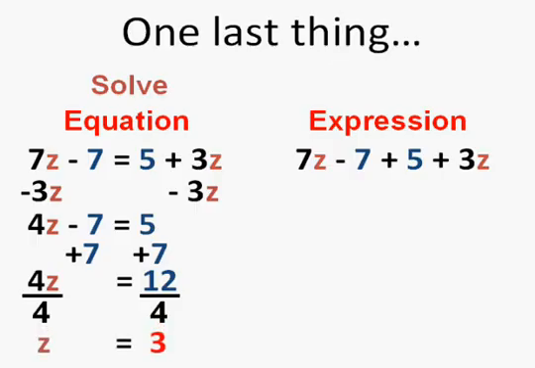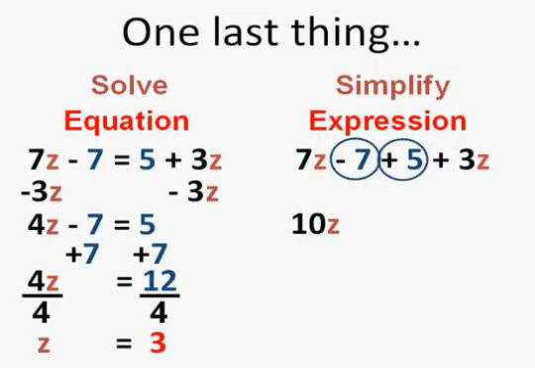A lot of people try to do that with an expression, and that's where they're wrong. With an expression, we're not doing things twice. We're not solving, we're actually simplifying. Basically, all you're doing is adding like terms. For instance, 7z and 3z. We didn't do anything twice, we just combined them. And the minus 7 and the 5, we're not doing anything twice. We're just combining them, and that's all. You have to stop there. You have to know when to stop.